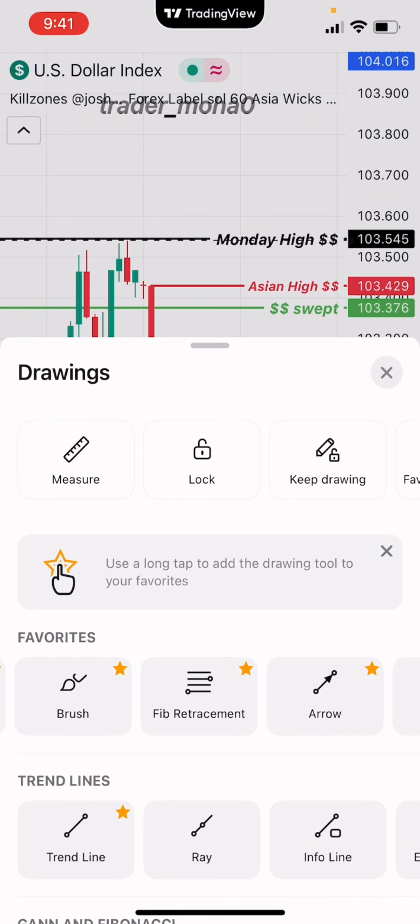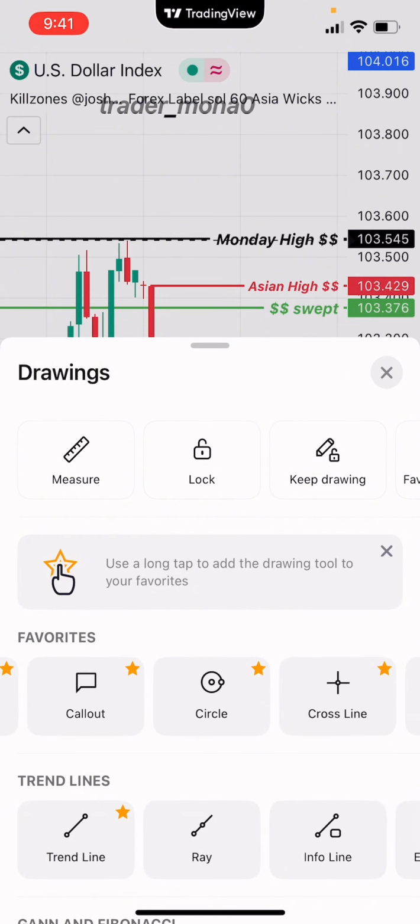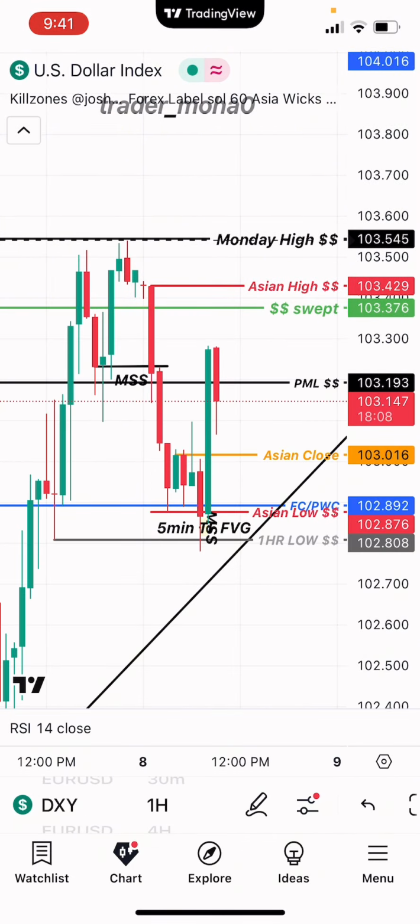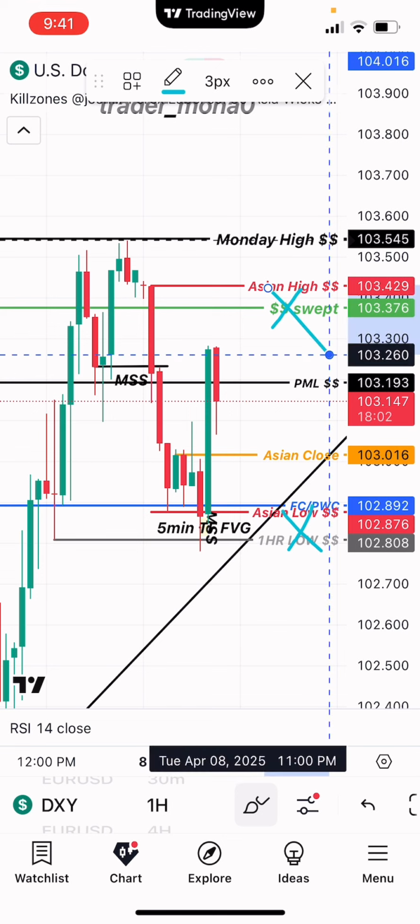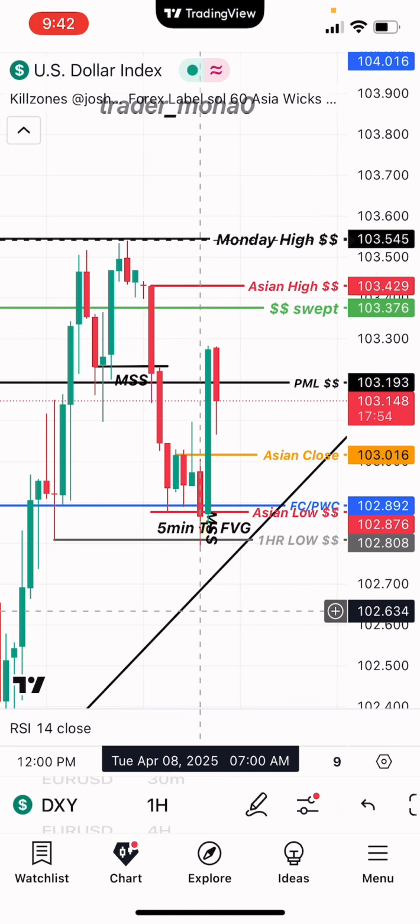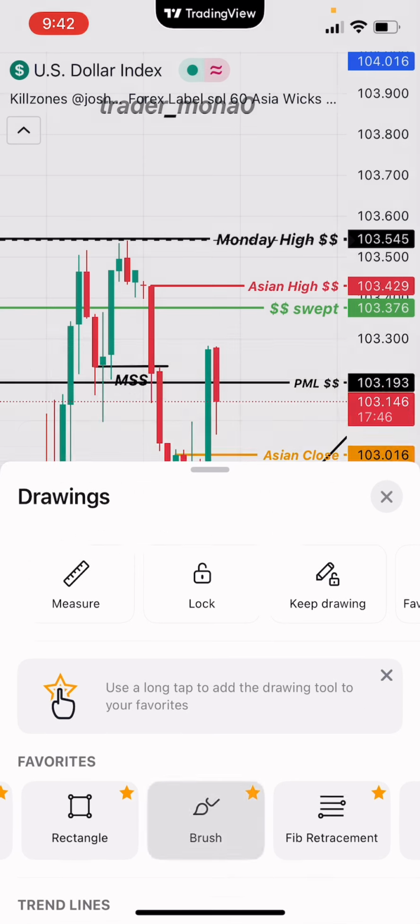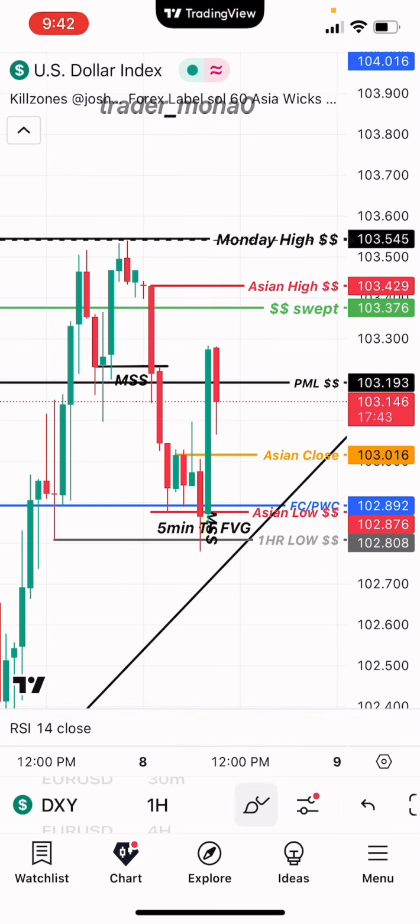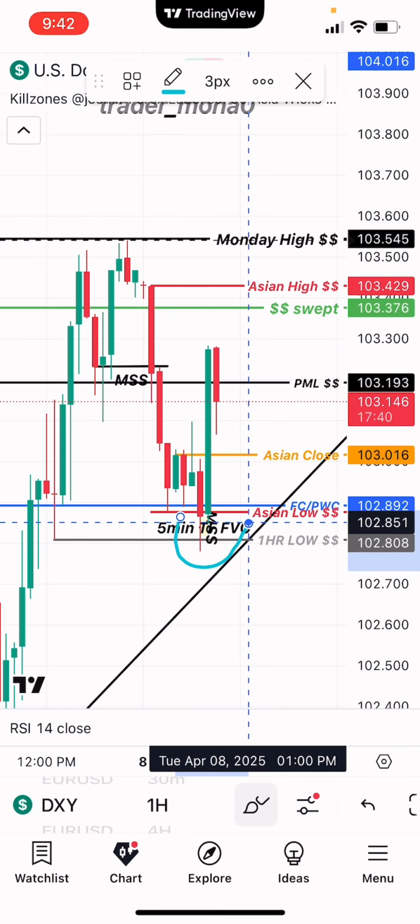So what actually happened was, after marking out all my points of interest, I waited for the Asian low or Asian high to be swept. Around 7 o'clock a.m. was when the Asian low was swept. As you can see, the draw on liquidity, that is the grab in liquidity.